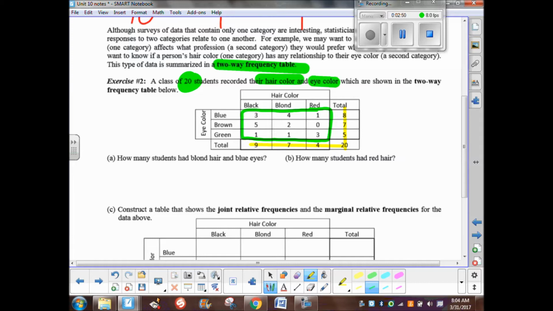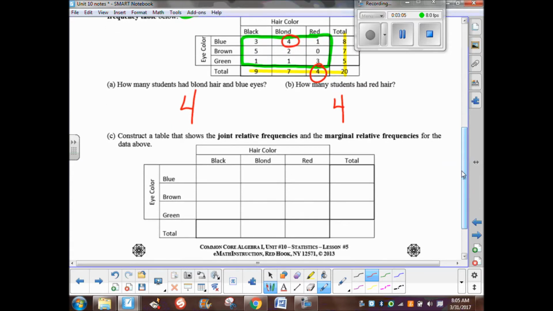So how many students had blonde hair and blue eyes? Anybody? 4. Okay. Blonde hair, blue eyes. How many students had red hair? 4. Okay. We're talking about that total there. Okay. Now it says construct a table that shows the joint relative frequencies and the marginal relative frequency. So what that means is now we're going to take this table and we're going to put percents to them. Okay? So your percents are your part over your total.